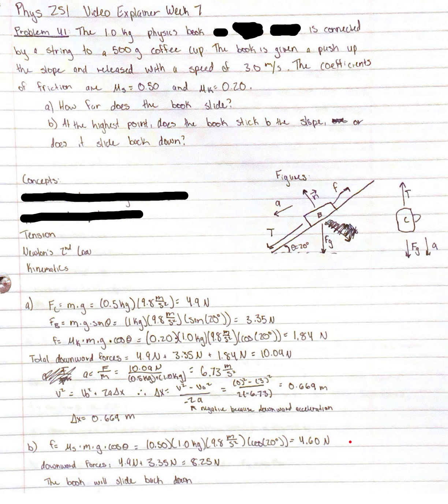Moving on to part B, we are trying to figure out if the book will stick at the highest point of the slope. To figure this out, we will be using the friction formula right here, using our mu s instead of our mu k. We plug in everything that we know to solve for 4.6 newtons. The downward forces here are 4.9 plus 3.35, which equals 8.25. Because the downward forces are greater than the frictional force, the book will slide back down the slope once it reaches the top.